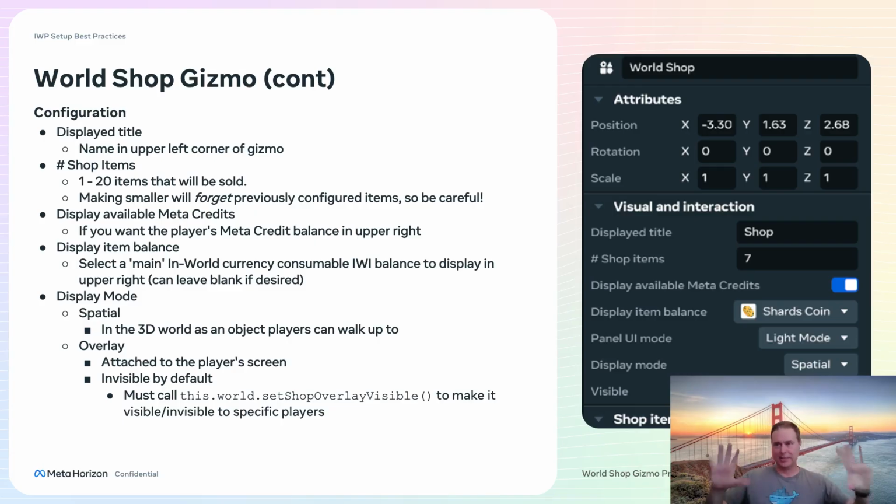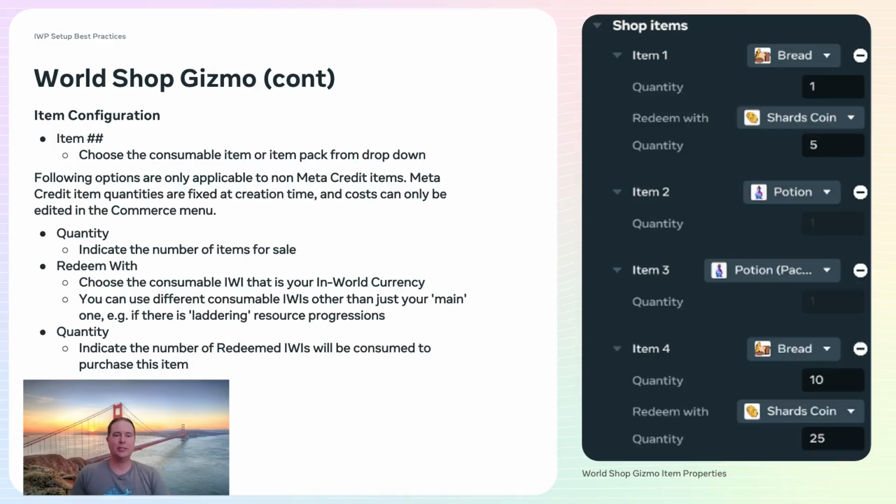A spatial UI just means it's like something in the world and you walk up to it. And then overlay mode is where it's attached to the player screen and it's invisible by default. In order to make the overlay visible to somebody, you have to call this special API, set shop overlay visible, to make it visible or invisible to specific players. So if you choose the overlay mode, you've got to use the special API to show it.